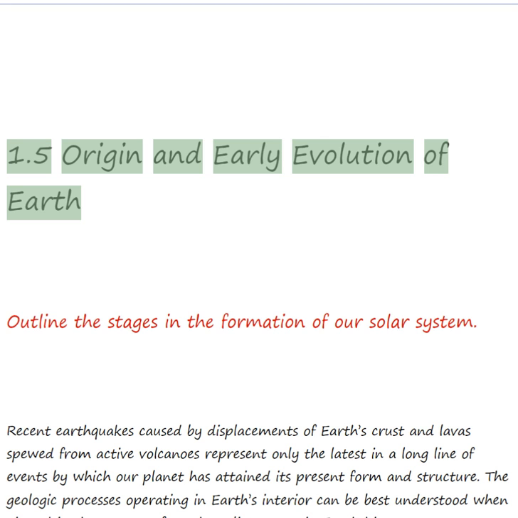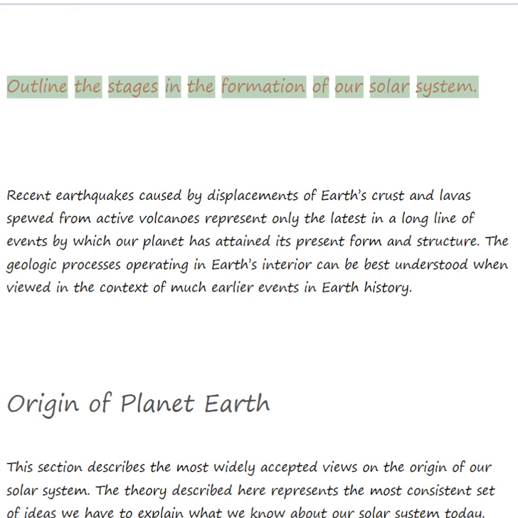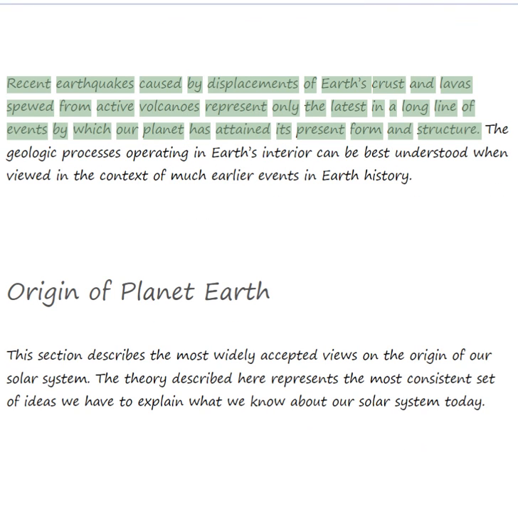1.5 Origin and early evolution of Earth. Outline the stages in the formation of our solar system. Recent earthquakes caused by displacements of Earth's crust and lavas spewed from active volcanoes represent only the latest in a long line of events by which our planet has attained its present form and structure.